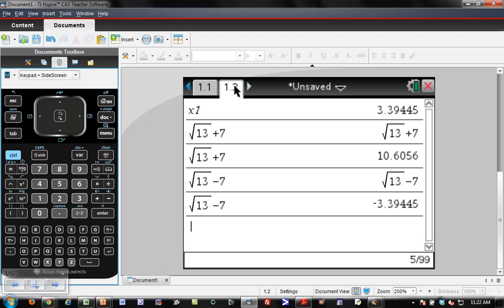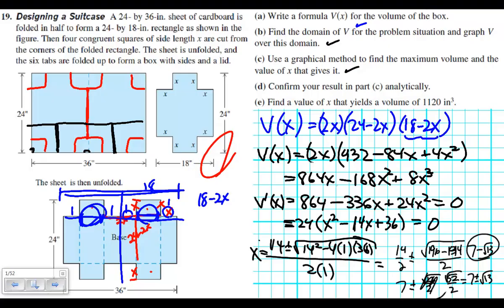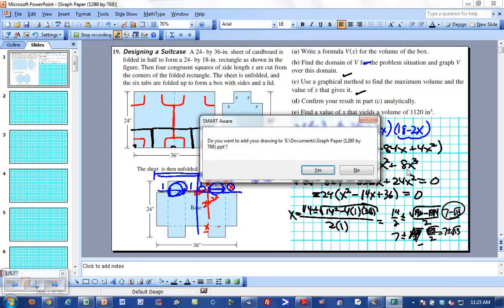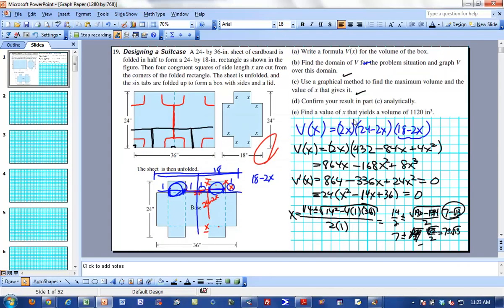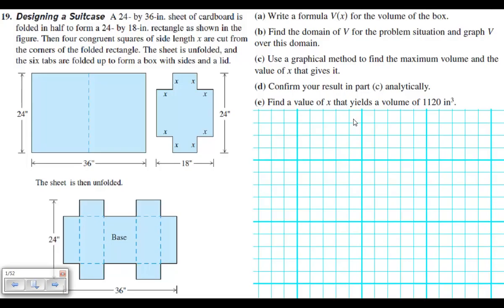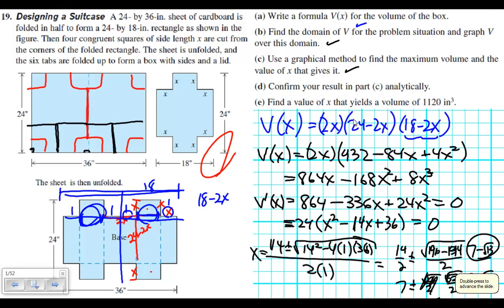Let's put these up for viewers at home. What's E? Oh, I forgot E. E is going to be easy. So what we've done, we've confirmed D, we haven't done E. So what value of X yields a volume of 1120?